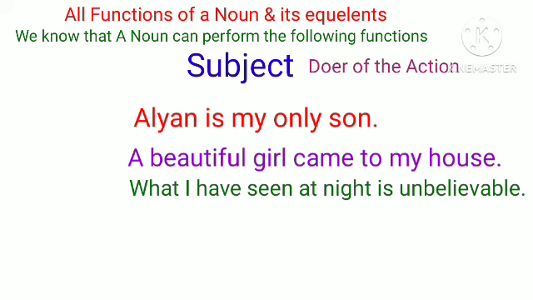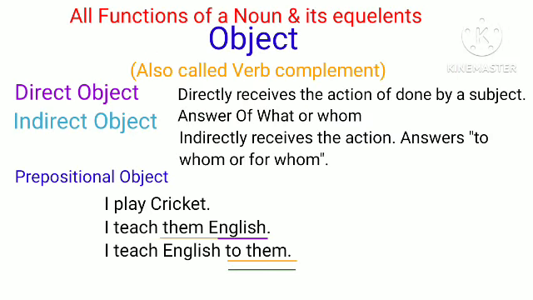Here, sentences 1 and 3 show the state of being, and in sentence 2 we talked about the doer of the action. One more way that a noun can be used is as an object. We have three kinds of object: direct object, indirect object, as well as prepositional object. Direct object and indirect object are also called verb complement.